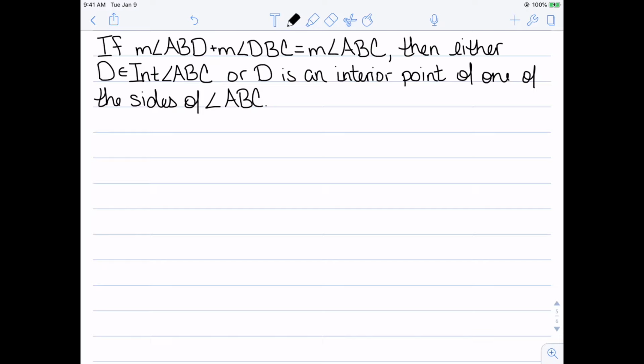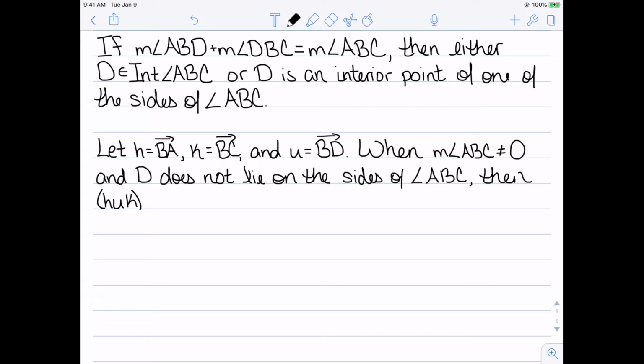So this says if the measure of angle ABD plus the measure of angle DBC is equal to the measure of angle ABC, so I have my betweenness relation, then either D is in the interior of angle ABC, or D is an interior point of one of the sides of ABC. So we will prove this one. We'll start by introducing some shorthand. I'm going to let H be the ray BA, K be the ray BC, and U be the ray BD. When the measure of my angle is not 0, and D does not lie on the sides of angle ABC, then we know that HUK holds by definition of the betweenness relation for rays.